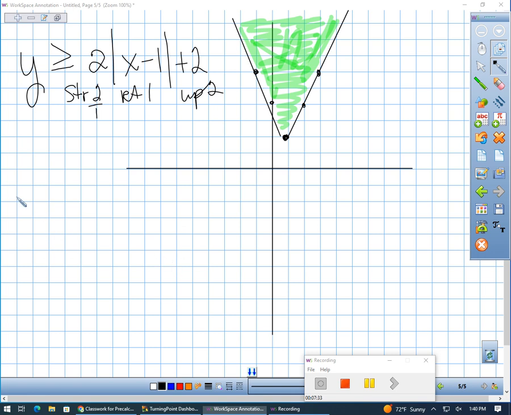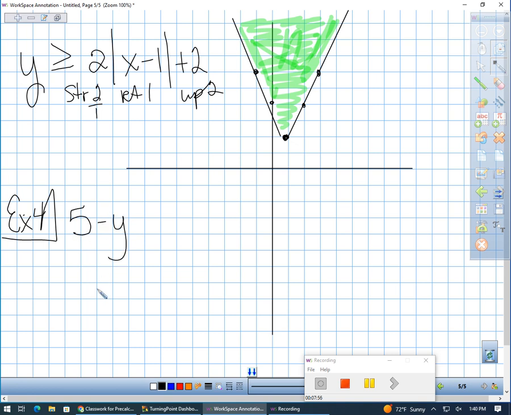What if I gave you this one? I'm going to leave it on the same graph for a second. Let's say this is example number 4. What if you get something that looks like this? Graph 5 minus y is greater than or equal to x. What would you want to do first here? Good. Subtract 5. So I have negative y is greater than or equal to x minus 5. Now what?